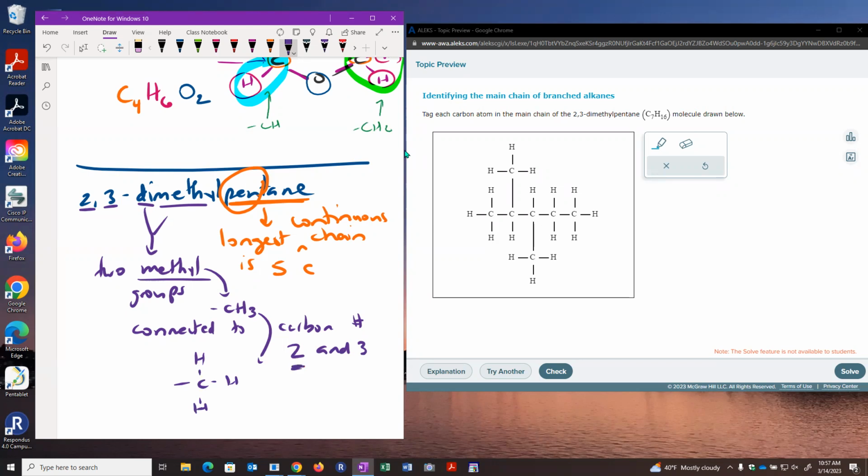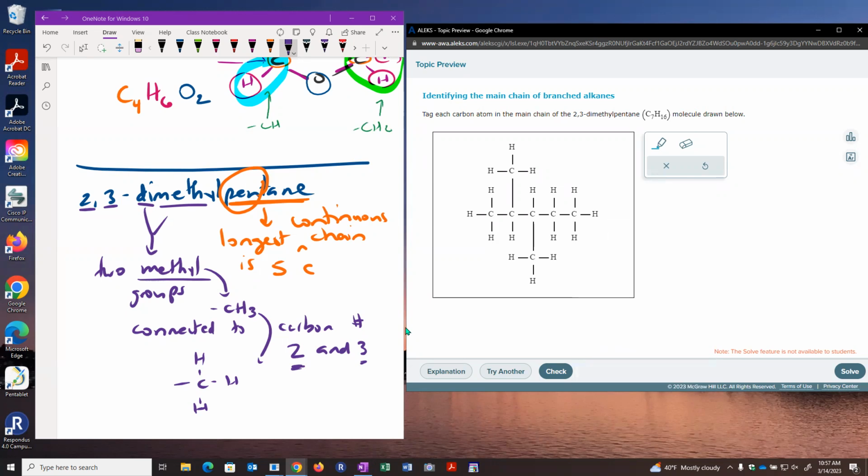And that needs to be connected to carbons 2 and 3. So now if I look at my numbering, if I start here on the left side, that's carbon 1, that's carbon 2, and there is a CH3 attached to it. This is carbon 3, there's a CH3 attached to it. So I have a 2,3 dimethyl 4,5. And that's your pentane. So that would work.